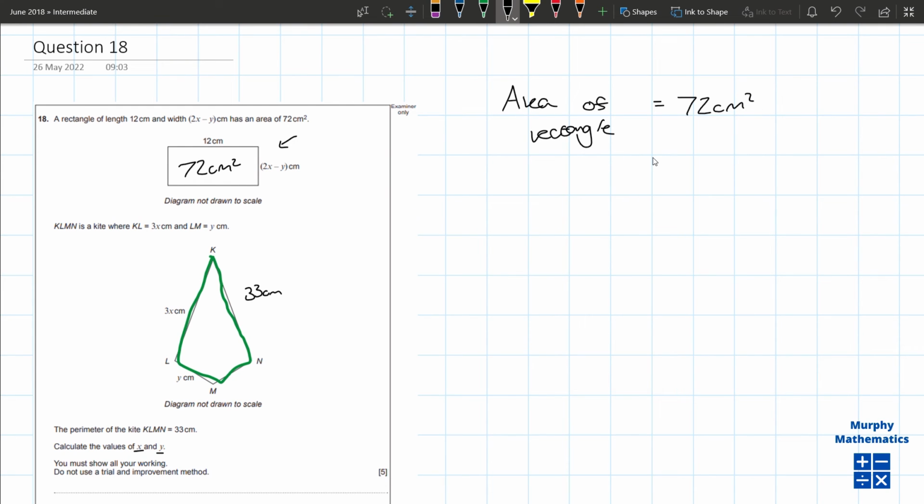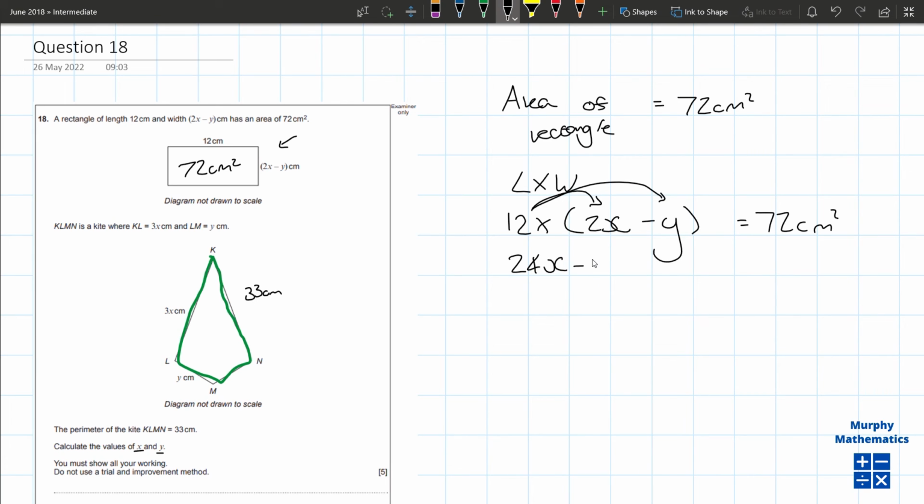So what is the area? We have an equation for the area of a rectangle, which is length times width. So we'll have 12 times 2x minus y, and we know that's the area of the rectangle, which is 72 centimeters squared. Expanding this out, 12 times 2x gives 24x, and 12 times minus y gives minus 12y. And that equals 72 centimeters squared.